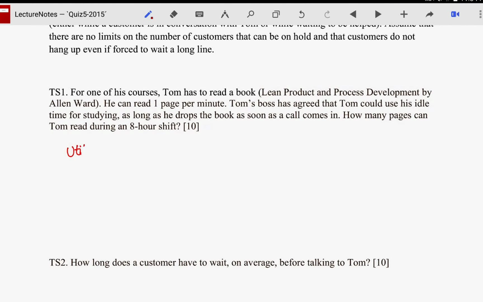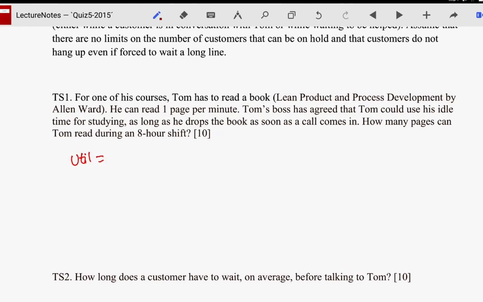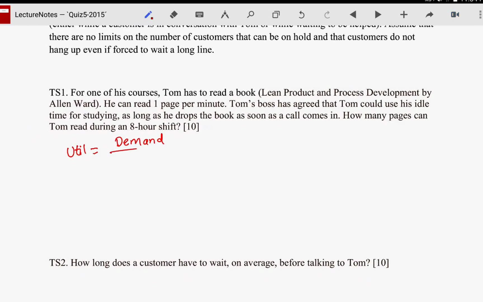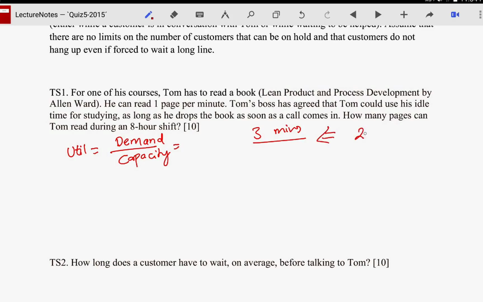Utilization is, well, there are many ways to think about utilization. One way you can think is demand over capacity. Right. In this case, demand over capacity is a slightly easier way to think of it. So demand over capacity is, well, think about this. A call arrives every 3 minutes, right? Call arrives every 3 minutes, which means there is a demand of 20 calls per hour, right?